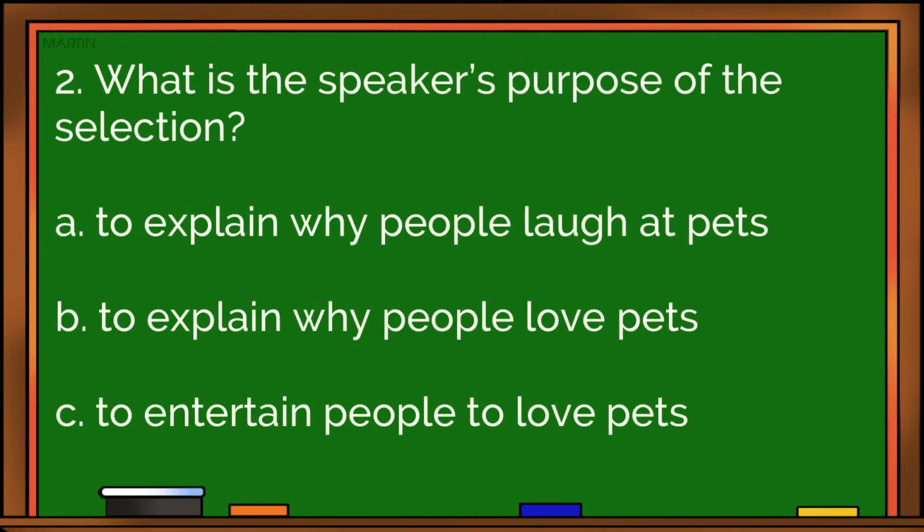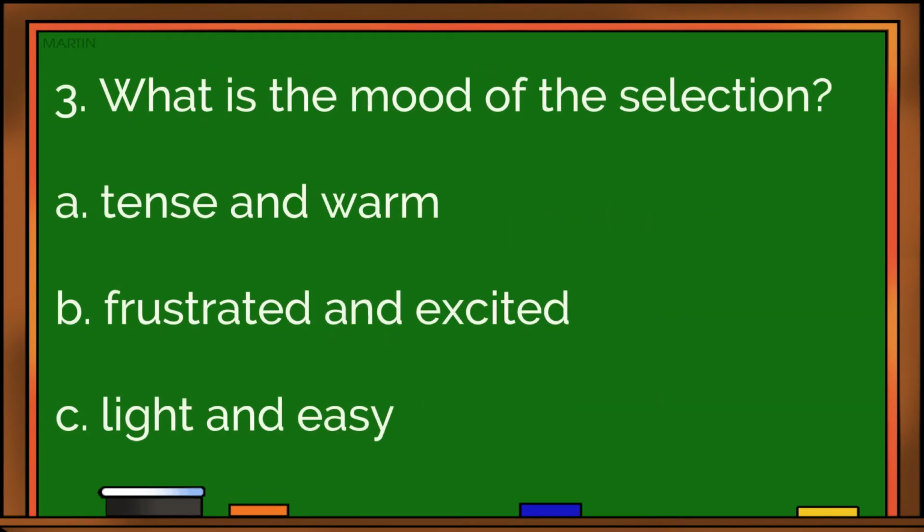Number 2. What is the speaker's purpose of the selection? A. To explain why people laugh at pets. B. To explain why people love pets. C. To entertain people to love pets. Number 3. What is the mood of the selection? A. Tense and warm. B. Frustrated and excited. C. Light and easy.